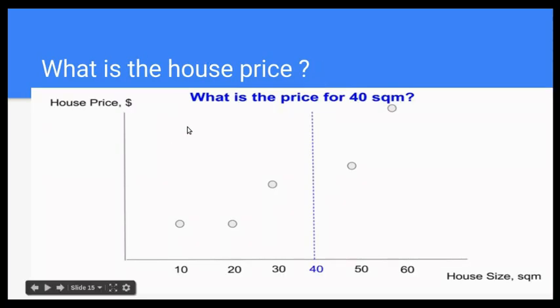Now let us see this. The x-axis is the house size in square meters and the house price in dollars is along the y-axis. We already have some data points plotted on the graph, which say that for 10 square meters this is the price, for 20 square meters this will be the price, 30 will be this, 50 will be this, and 60 square meters corresponds to such and such a price, and so on. But if you want to predict the cost of a house of 40 square meters, how would we go about it?